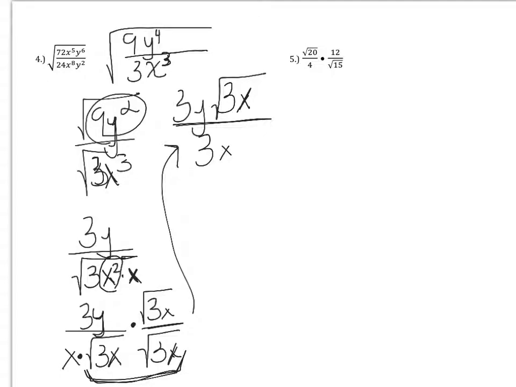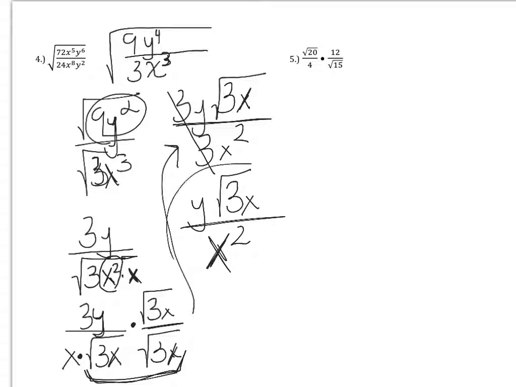3x squared. And now I'm not finished because now I have these 3's on the outside. These guys right here can cancel out. And so once these guys cancel out, what I'm left with is y square root of 3x over x squared. There you go.